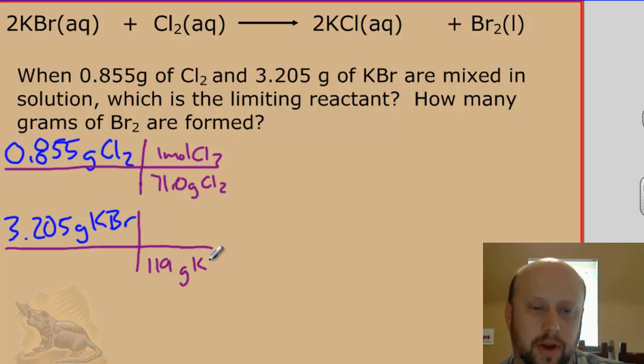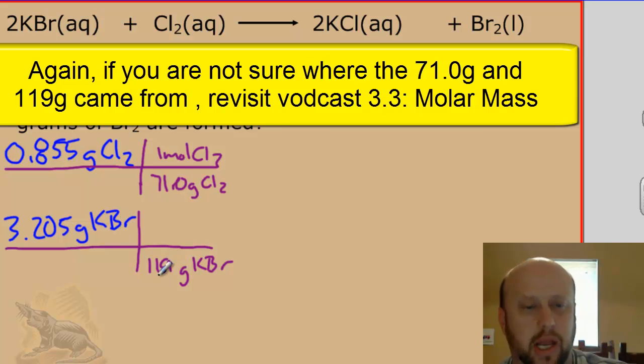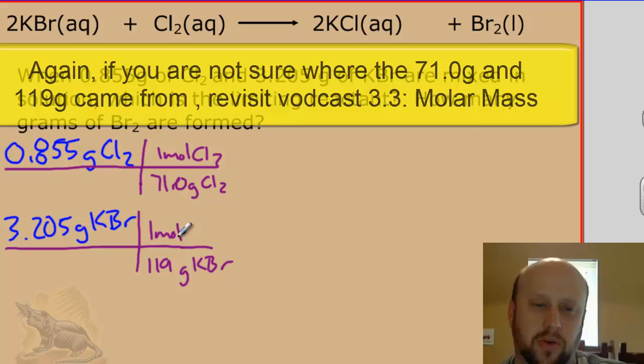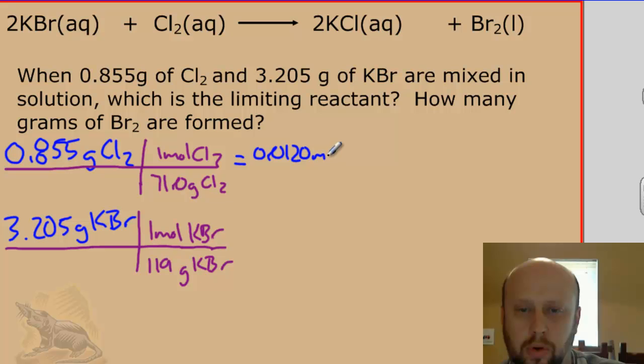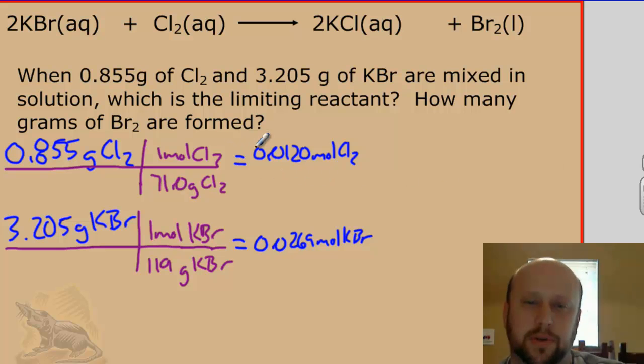Now, you don't know those off the top of your head. You're going to have to calculate them, right? 1 potassium is 39.1. 1 bromine is 79.9. Add them together, I get 119. Okay. Again, you can go back and look at video 3.3 for that if you're a little foggy on molar mass still, which hopefully at this point you're getting a lot clearer on. Okay, and so I do both those calculations, and that gives me, let's see, I get 0.0120 moles of Cl2, and I get 0.0269 moles of KBr.